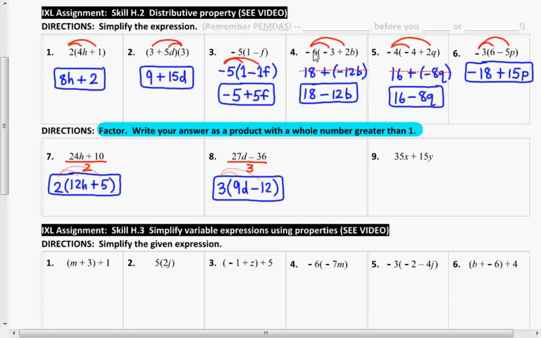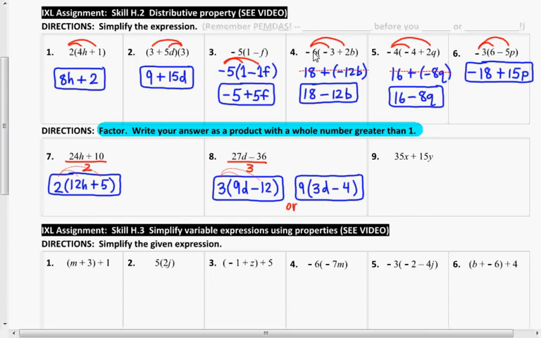Notice though with number 8, you do have other options here. 27 and 36 are also both divisible by 9. 9 times 3d minus 4. So you won't have to do both. You can do one or the other.